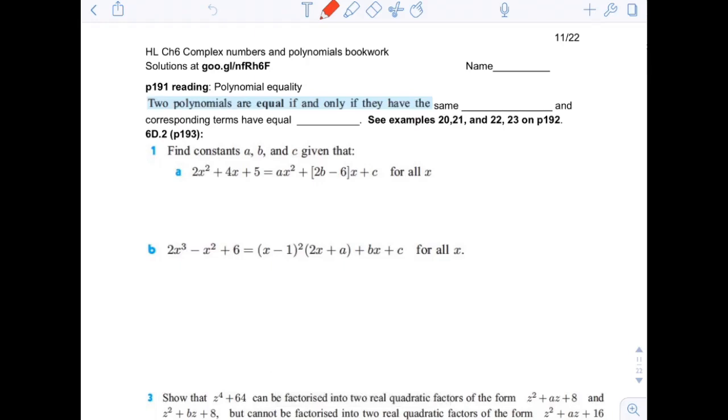Page 11 of Complex Numbers and Polynomials. Page 191 reading, we're going to talk about polynomial equality. This is a pretty basic concept.